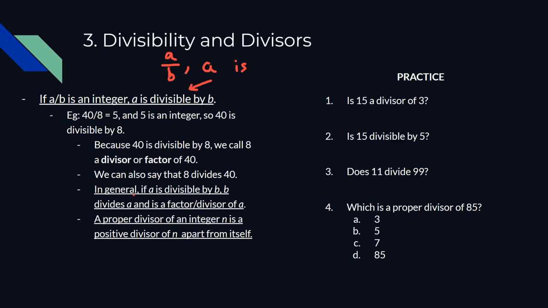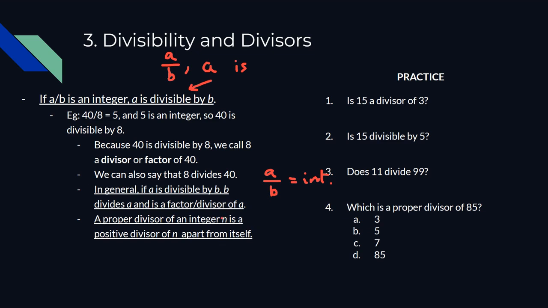In general, if a is divisible by b, b divides a. So if you have a over b, and this is an integer, then that means a is divisible by b. So b becomes a divisor of a and it divides a.